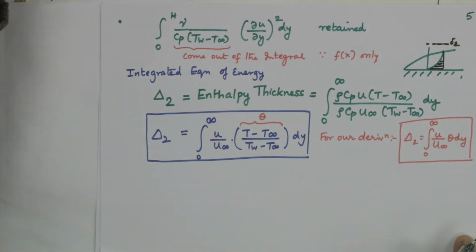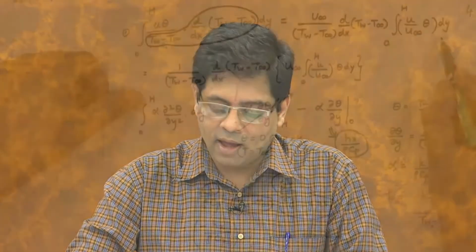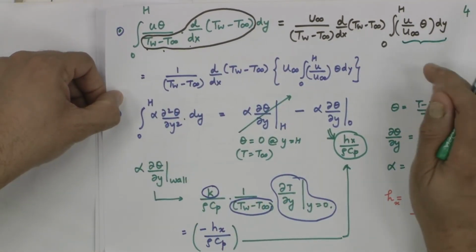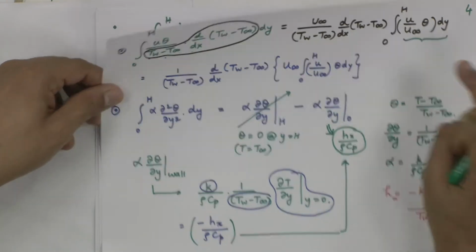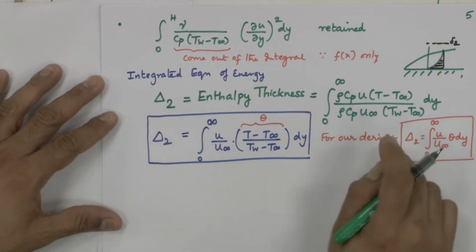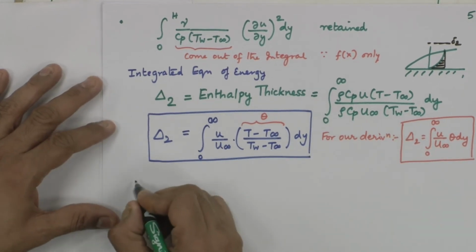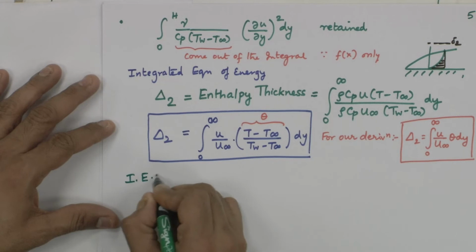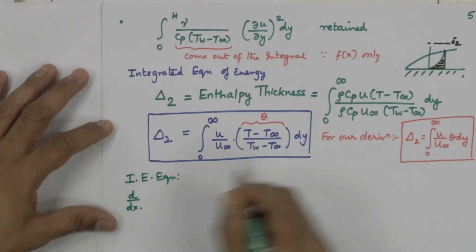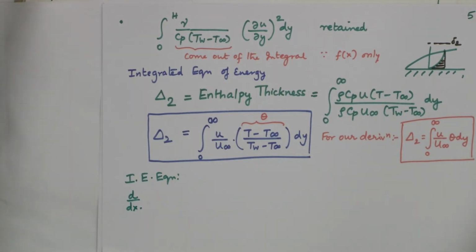Where does this form appear? If you look here, I am showing you the third term on the left hand side, the integral of u by u infinity theta dy. This will get directly replaced by the enthalpy thickness. So, using this definition and substituting this everywhere, I get the integrated energy equation. What was my first term? My first term was this one.